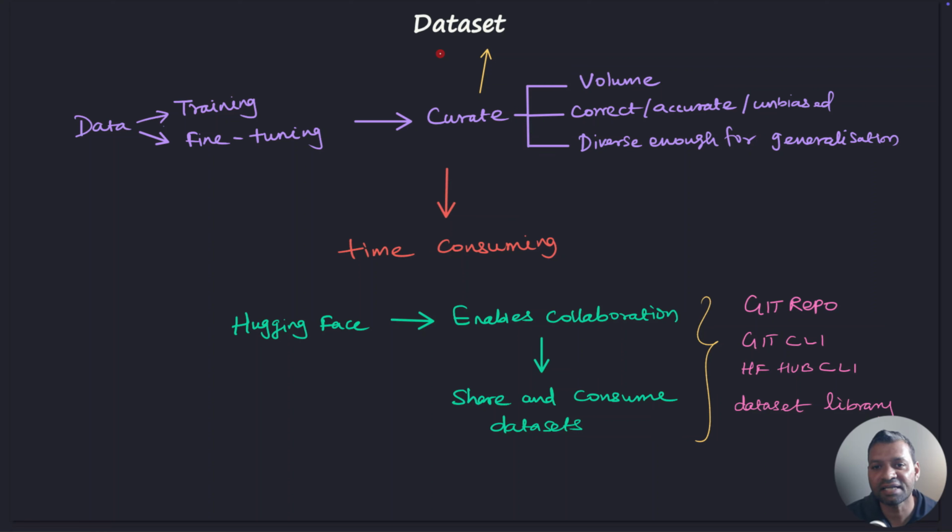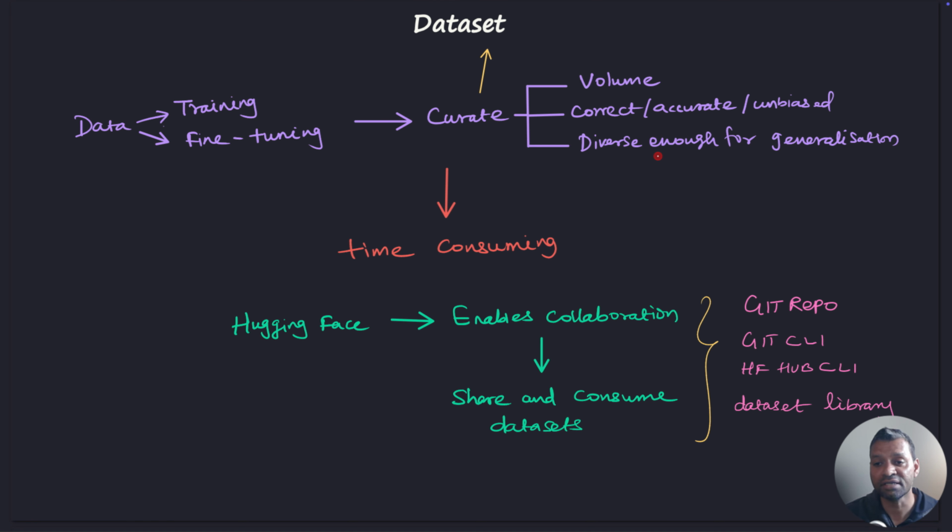We will discuss Hugging Face dataset in this video. We need data for training or fine-tuning any AI model. And in order to use the data for training and fine-tuning, we first of all need to curate the data. We can't just take any random data. We need to have enough volume, and the data has to be correct, accurate, and unbiased. And we also need to have diversified data.